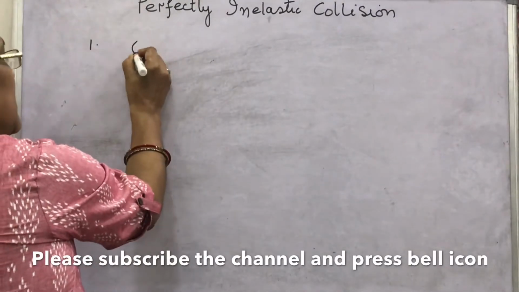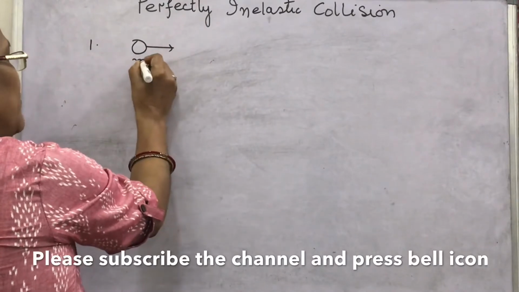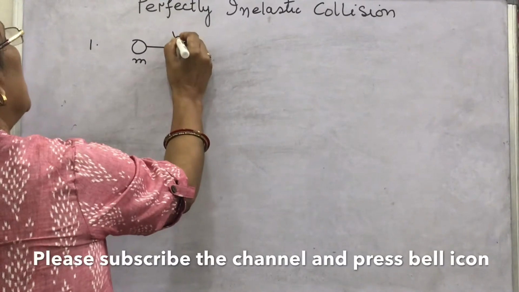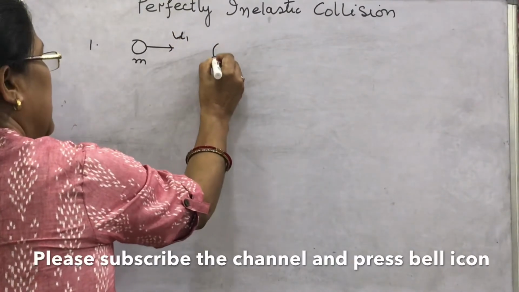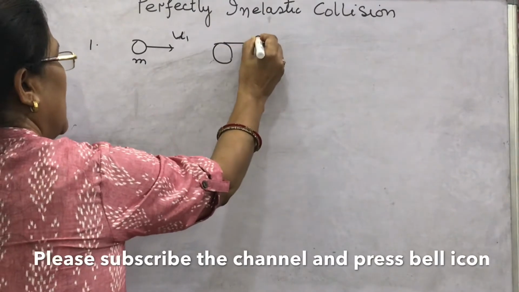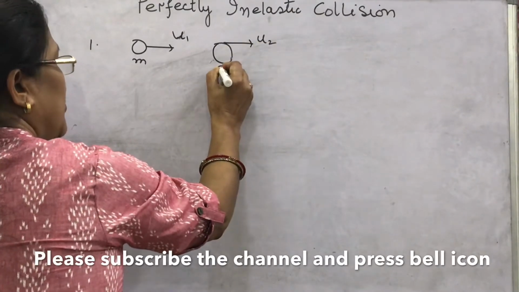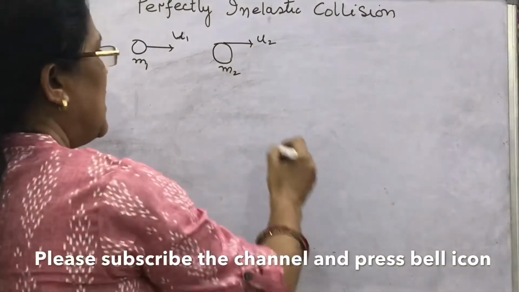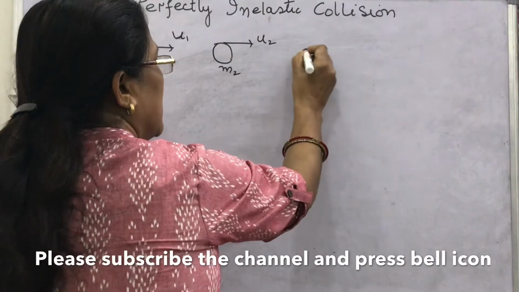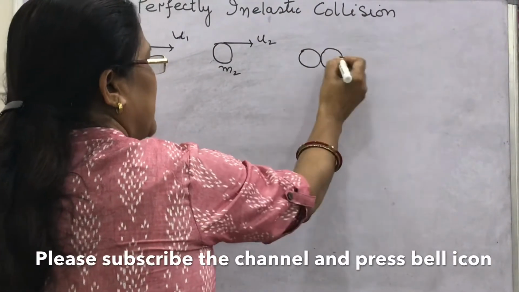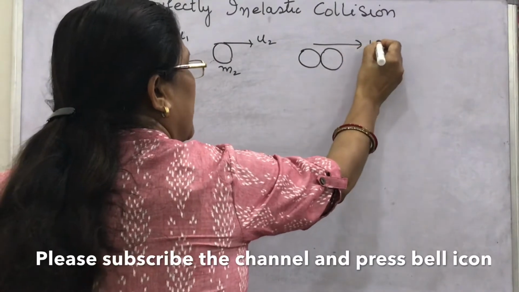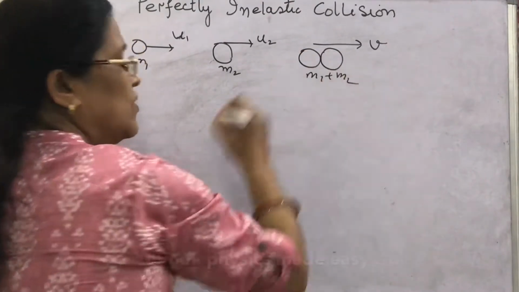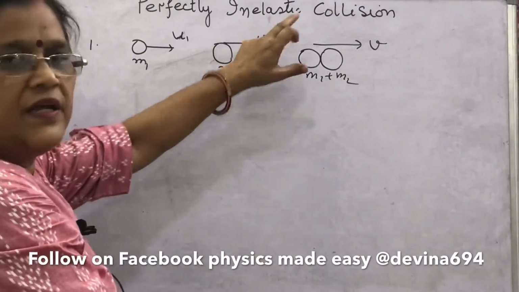First thing, if one object of mass m1 is moving with the initial velocity u1 and it strikes the other object of mass m2 moving with the velocity u2, what happens after collision? They stick together and then they move with the common velocity v. The mass here is m1 plus m2. Then this is called perfectly inelastic collision.